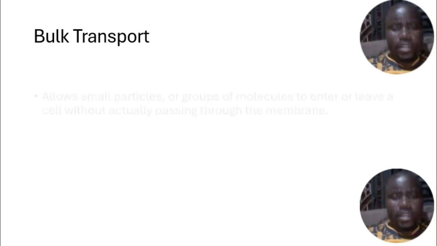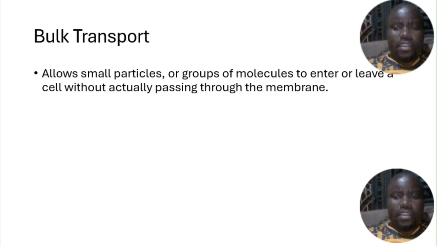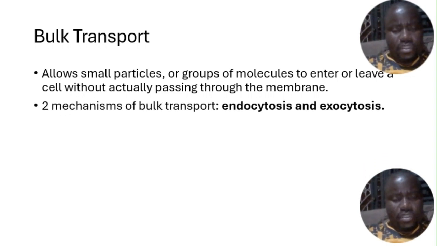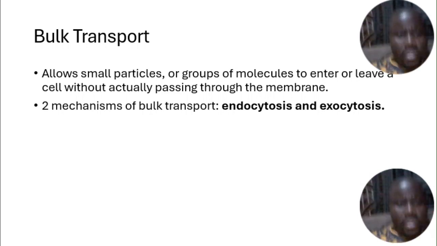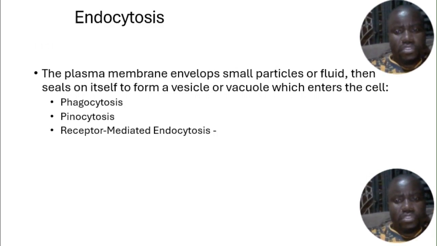Then finally we talk about bulk transport. This is another subtype of transport mechanisms where molecules are transported across the cell membrane without the substances passing directly through the cell membrane. It's like the cell membrane is either swallowing or spitting out the chemical substances. So we have 2 mechanisms: endocytosis and exocytosis.